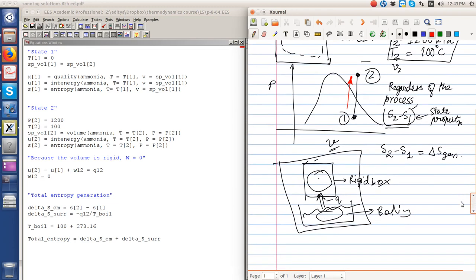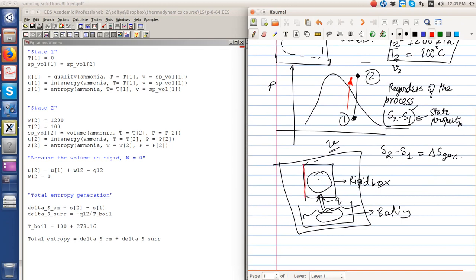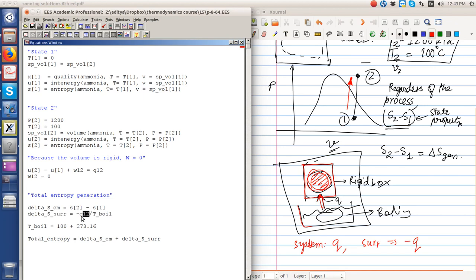The total entropy generation is equal to the entropy increase of this control mass due to absorbing heat. If the system is absorbing heat equal to Q, then the surroundings are losing heat equal to minus Q. The entropy change of the boiling water is equal to minus Q12 by T. This minus sign comes because the heat absorbed by the control mass is equal to the negative of the heat released by the surroundings. So this gives us the estimate of the total entropy generation.